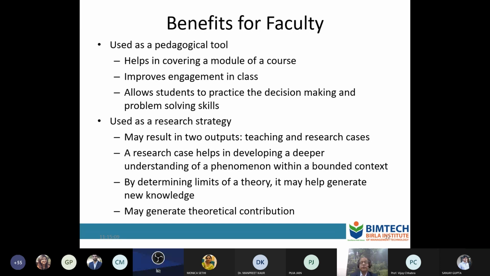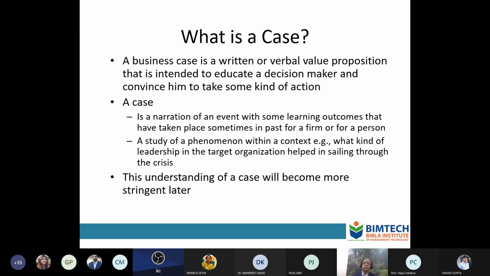So let us summarize. What is a case? A case could be of two types: event-driven and phenomena decision-driven. And a case is used in class for two purposes. One, covering a course. Second, allowing students to practice their decision-making and problem-solving skills. Only two. But these should be in a real-world situation, in actual practice. That is where the case comes in. It brings the actual practice into a class. You can also do simulation, with a similar outcome. That also may bring the real business world into the class.